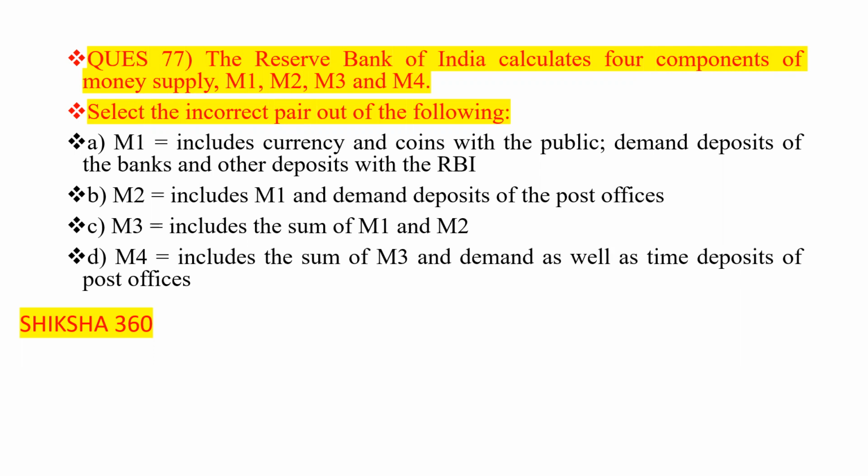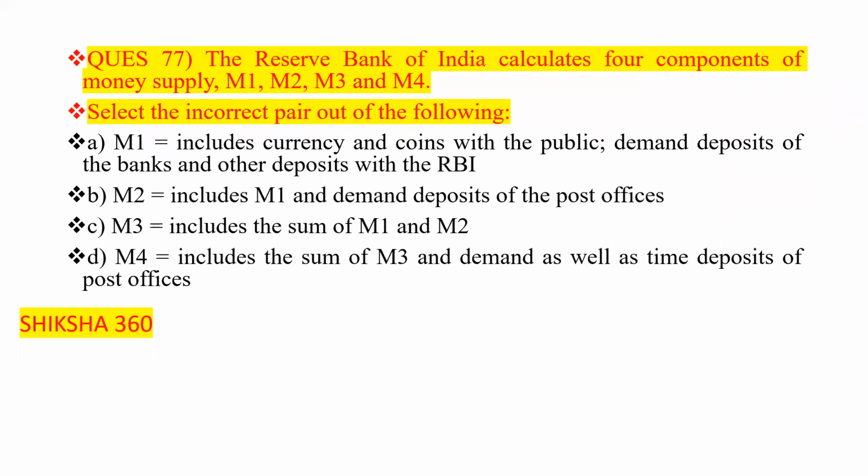First one is M1. M1 includes currency and coins with the public, demand deposits of the banks, and other deposits with the RBI. Second, M2 includes M1 plus demand deposits of the post offices. M3 includes the sum of M1 and M2. M4 includes the sum of M3 and demand as well as time deposits of the post offices.